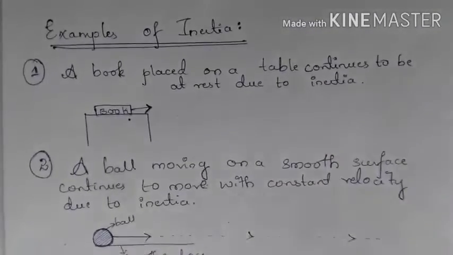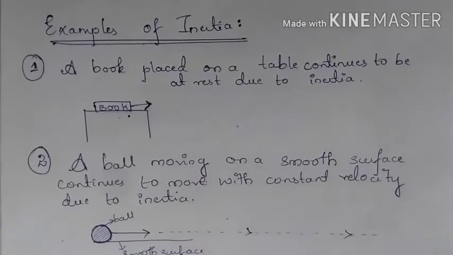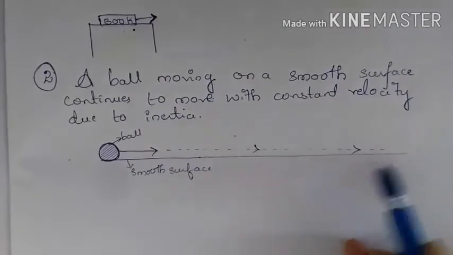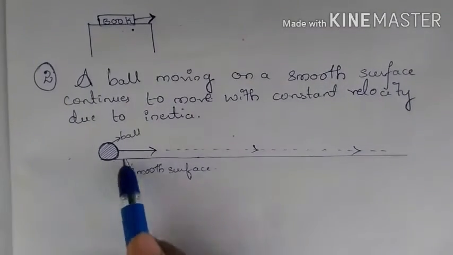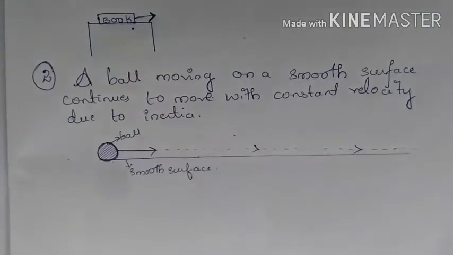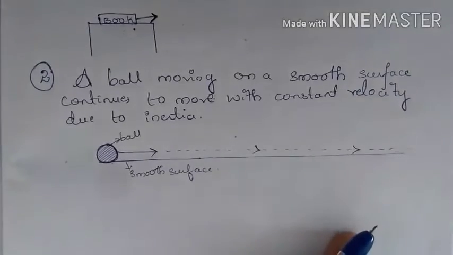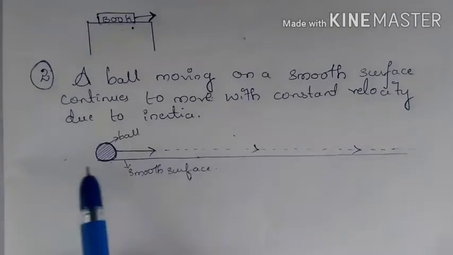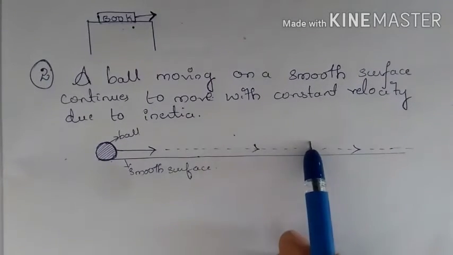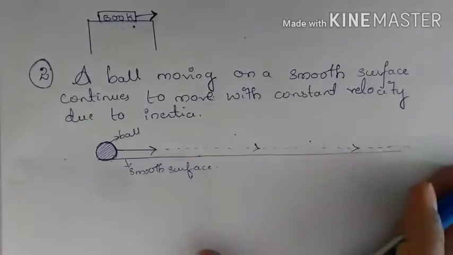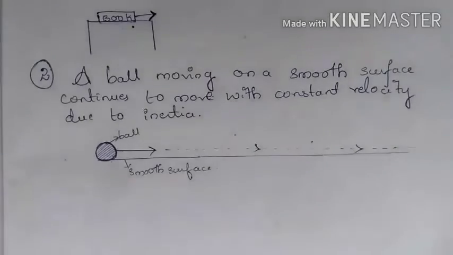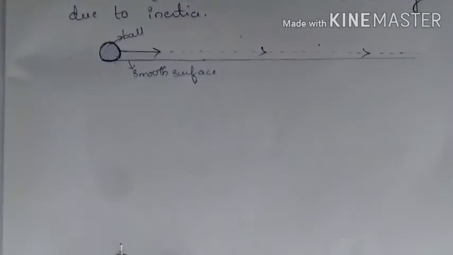The first example which we saw was for inertia of rest, and the second example here is for inertia of motion. So a ball moving on a smooth surface continues to move with a constant velocity due to inertia. Due to inertia of motion, this ball continues to move on the surface without changing its direction or its velocity. So this is the example for inertia of motion. Next, let us understand a few more examples.